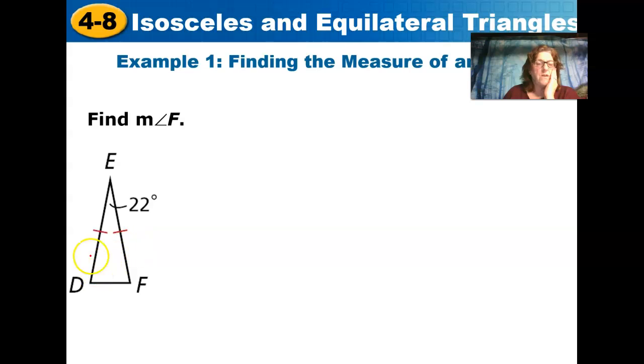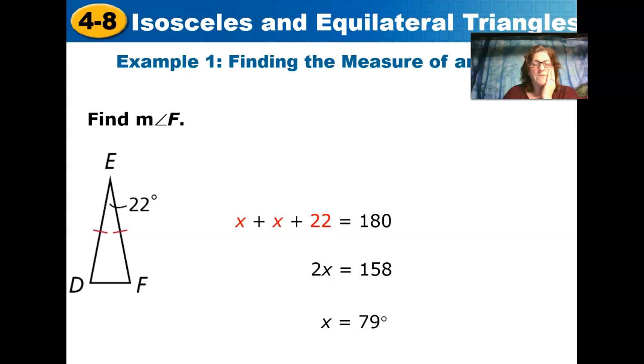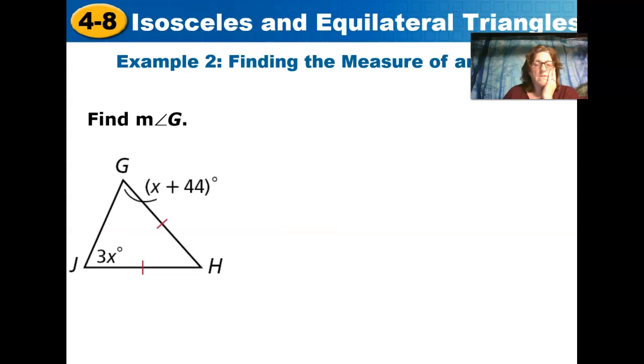So hopefully you see that you have two pairs of congruent sides. So the Isosceles Triangle Theorem applies, and we end up getting that angle F is going to equal 79. Therefore, the angle is 79.